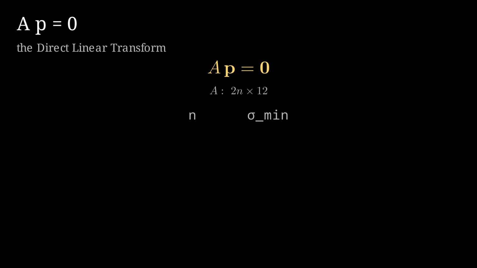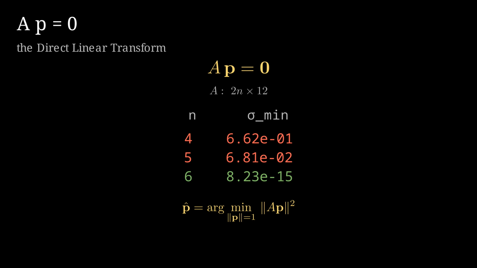Don't take the counting on faith. The matrix will tell us itself through its singular values. A true solution of A p equals 0 means A has a null direction, a smallest singular value of 0. 4 points, smallest singular value 0.66. No solution yet. 5, 0.07. Still no. 6, 10 to the minus 15. The null space snaps into existence exactly on schedule.